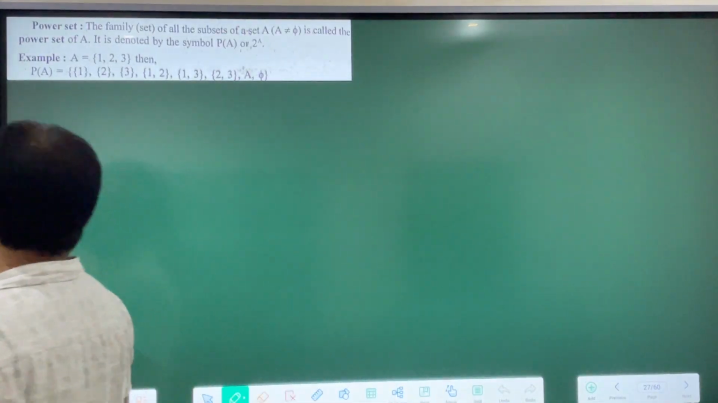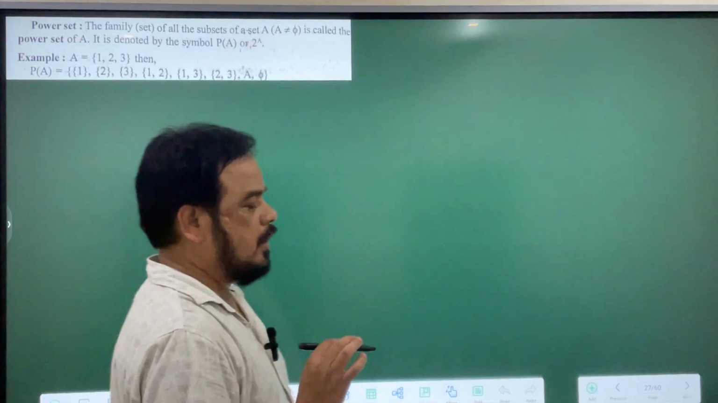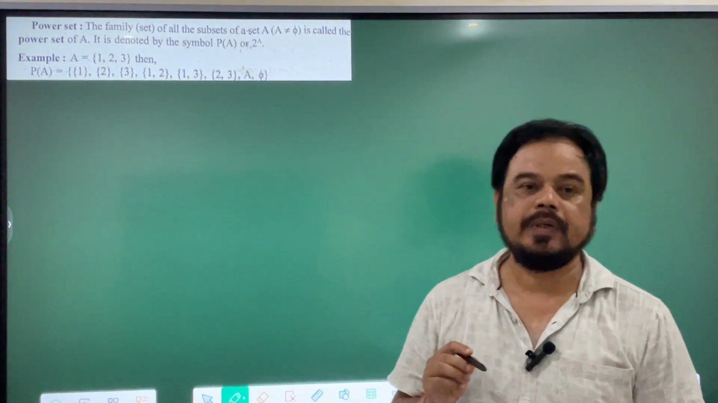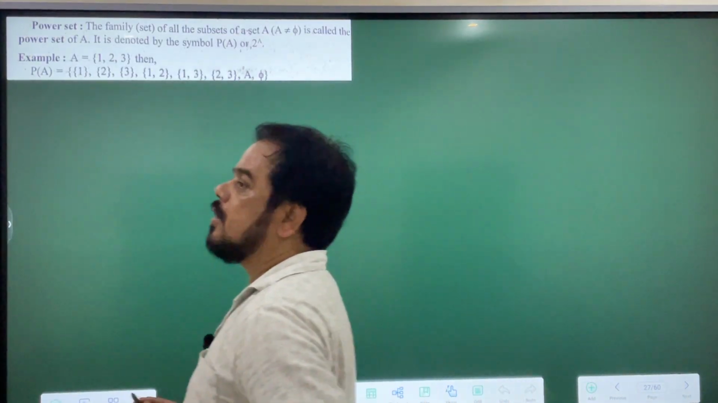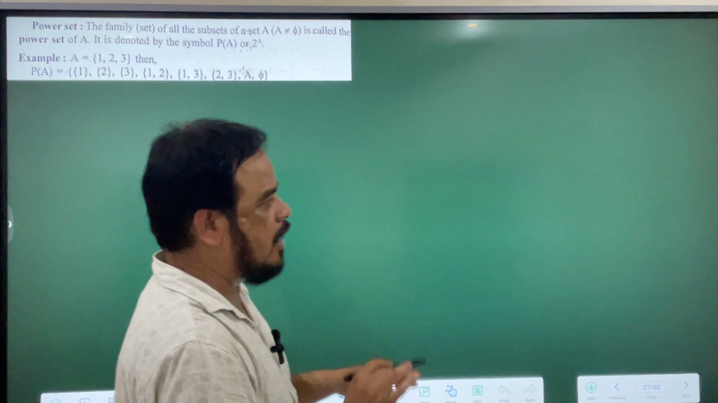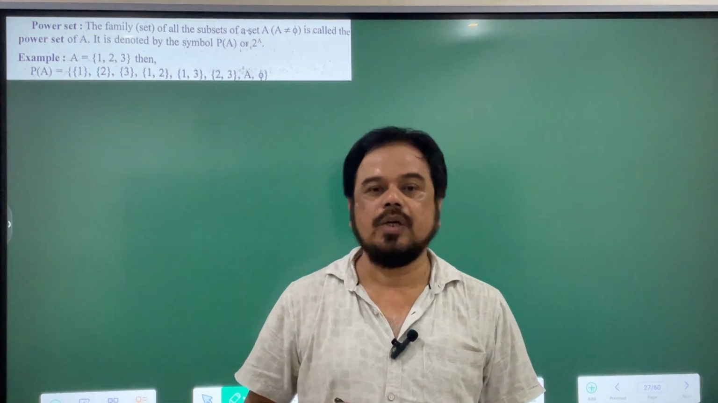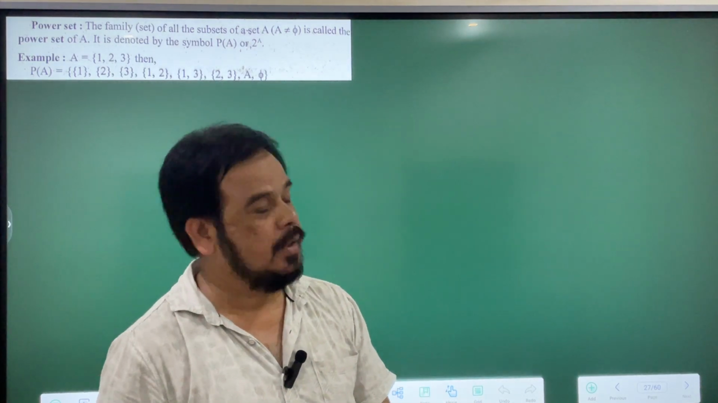Now power set. What we have learned till now: set is a collection of well-defined objects. Next we have learned roster and rule method. In roster method, we write the elements directly, and in rule method, we write the elements indirectly. Next we have learned subset and proper subset. Now we are going to learn power set.